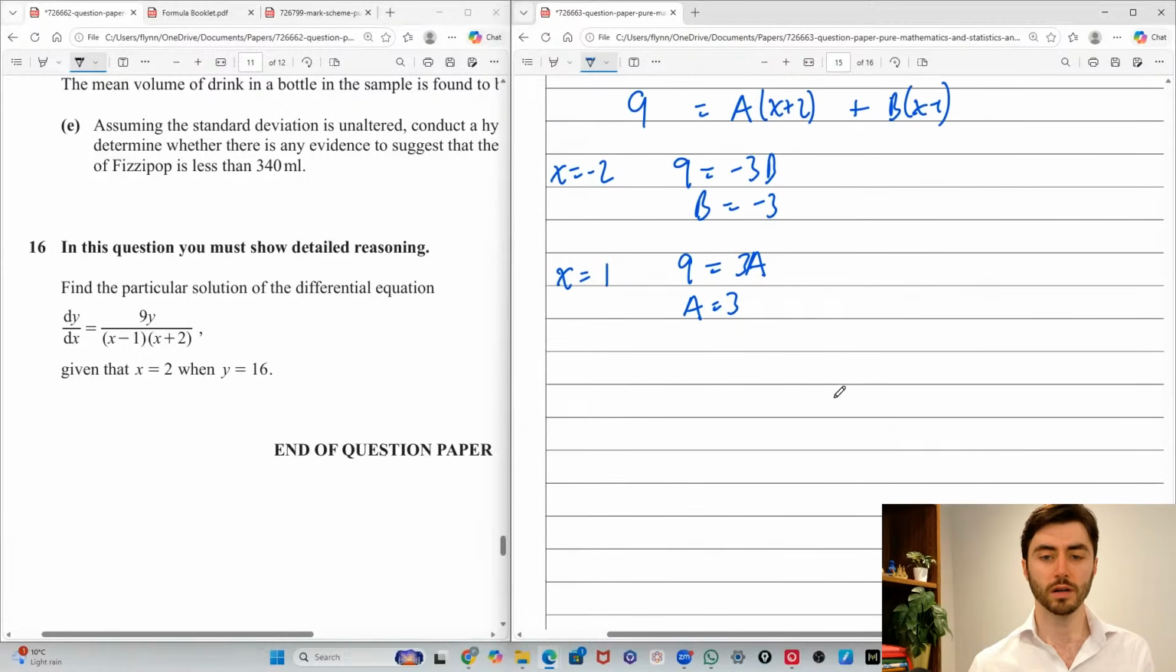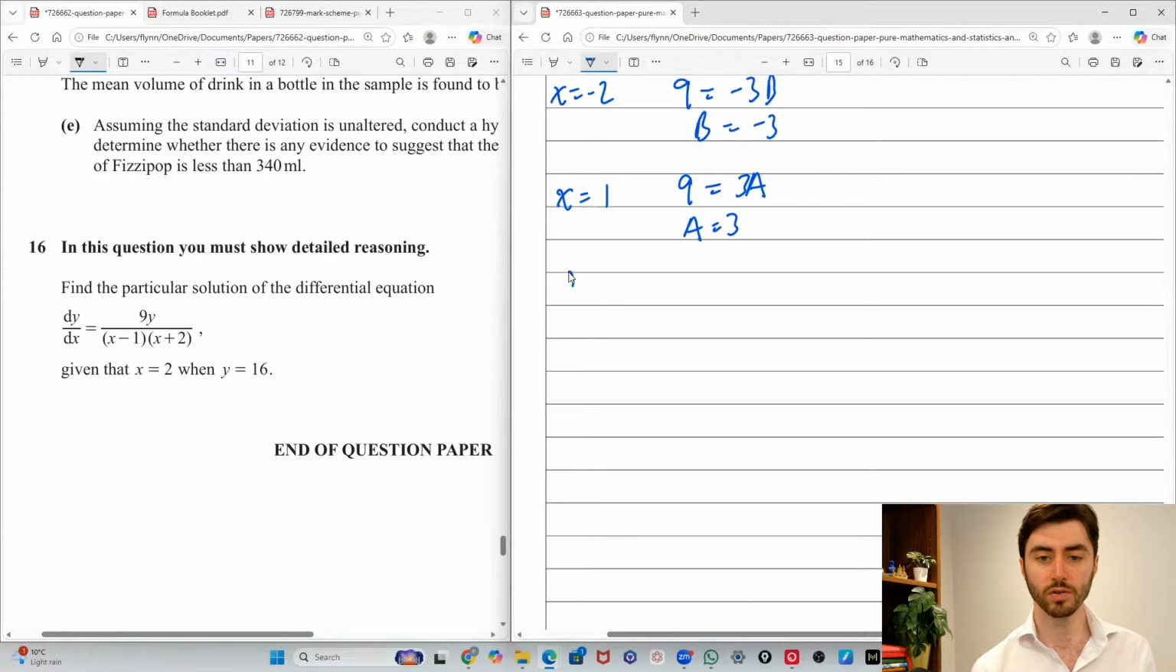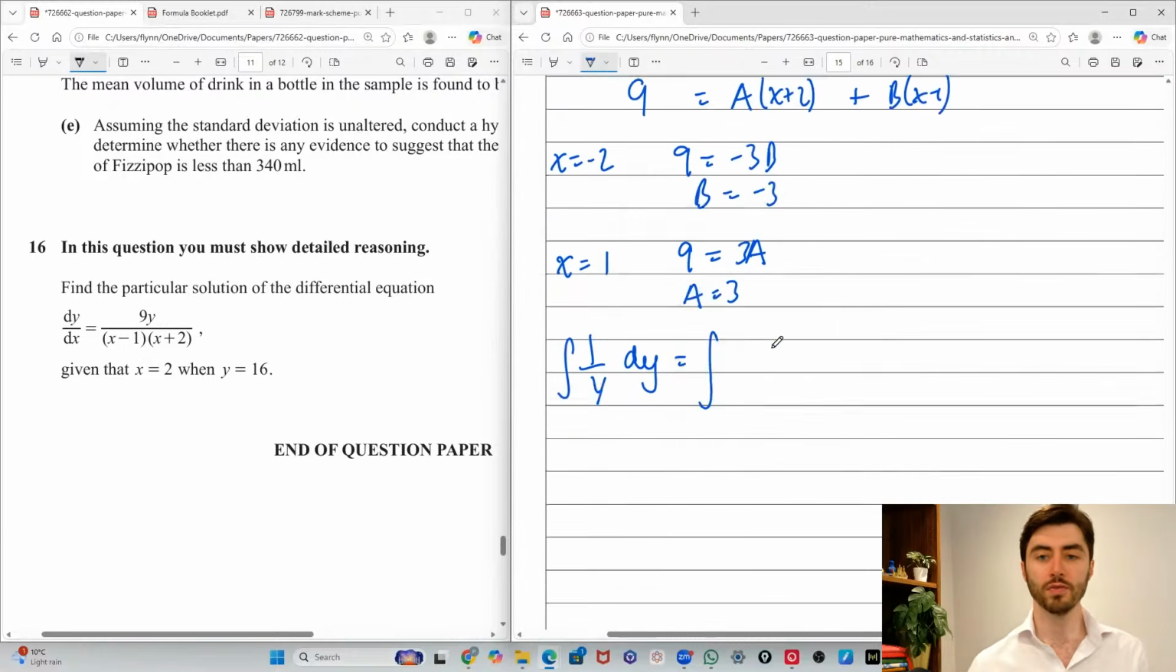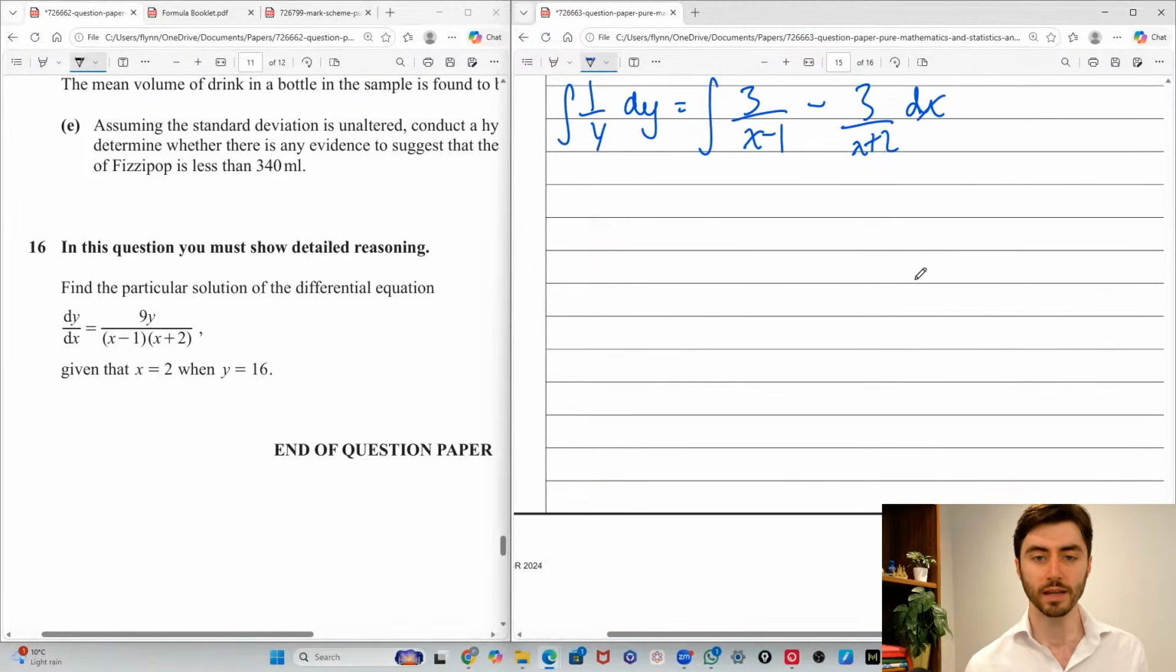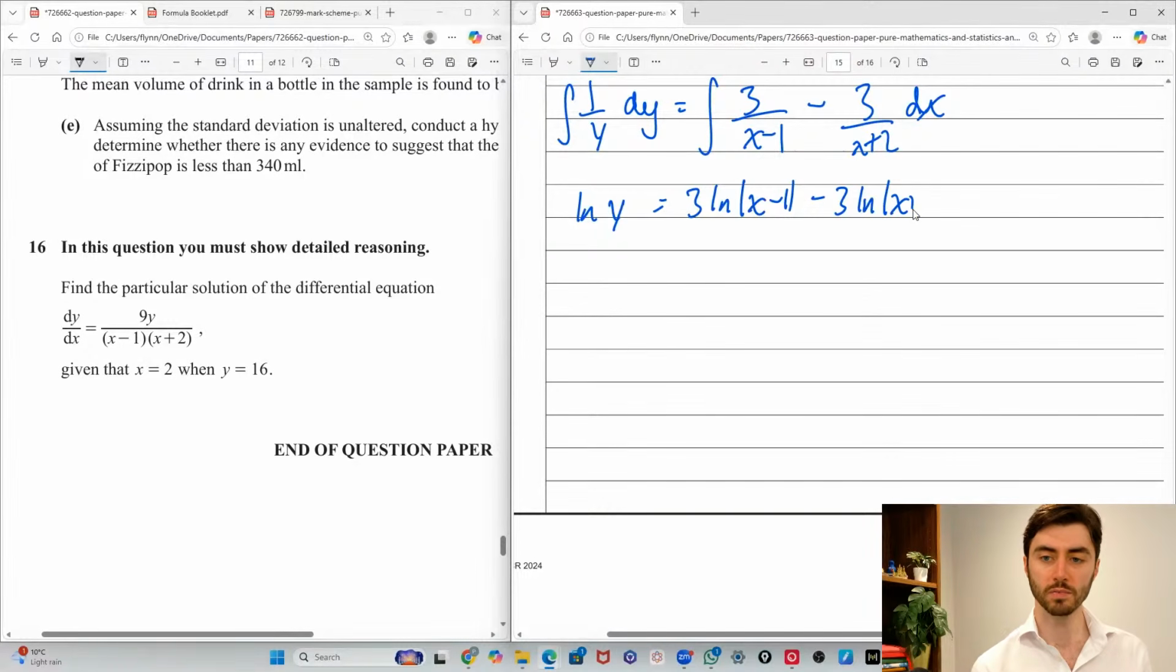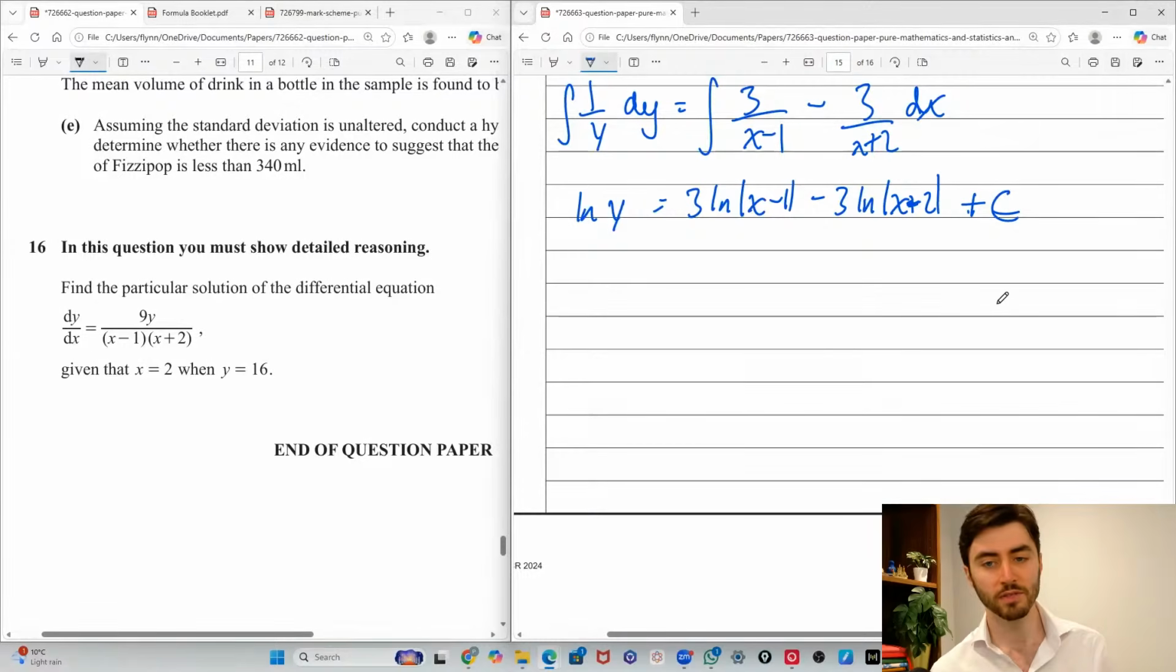So therefore, plugging that in, we would have the integral of 1 over y dy is the integral of 3 over x minus 1, by substituting this A equals 3 into here, minus 3 over x plus 2, by substituting the minus 3 in for B here. Now, what that means is that ln y is equal to 3 ln x minus 1 minus 3 ln x plus 2 plus c. I'm starting to get some lag, so I'll save to make sure I don't lose any work.